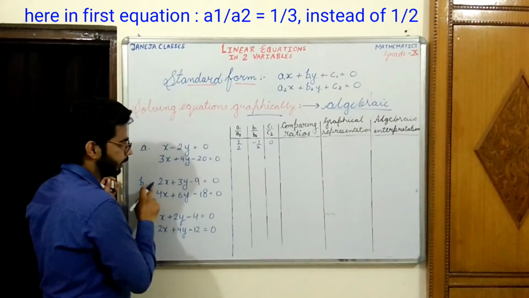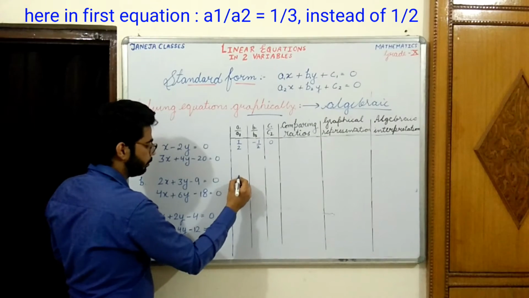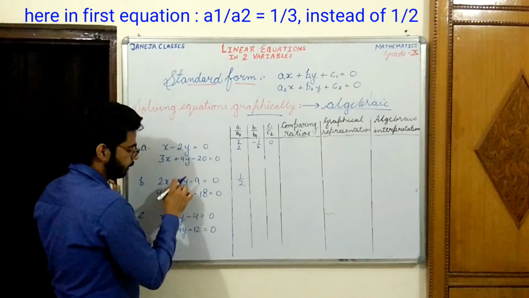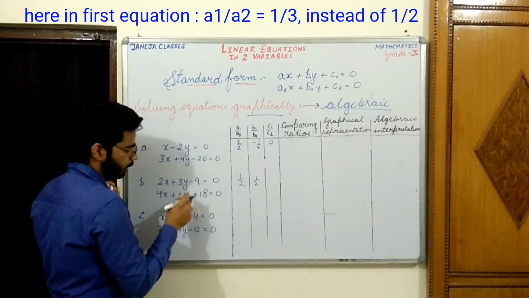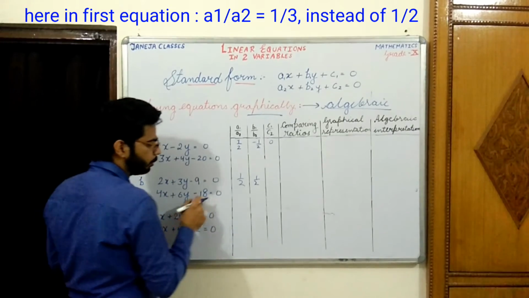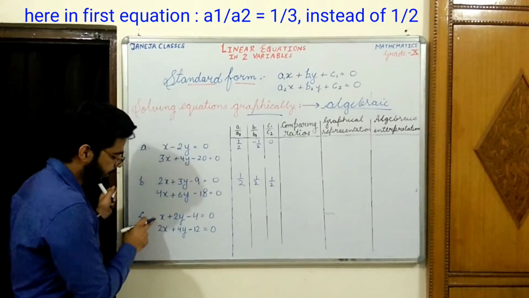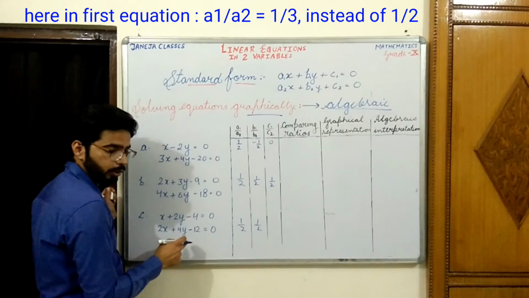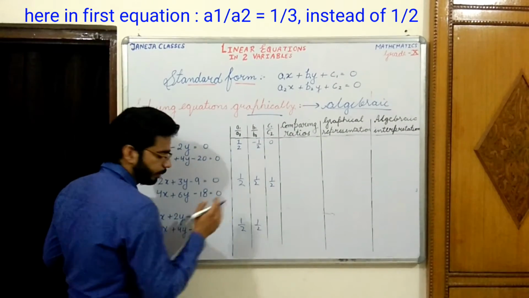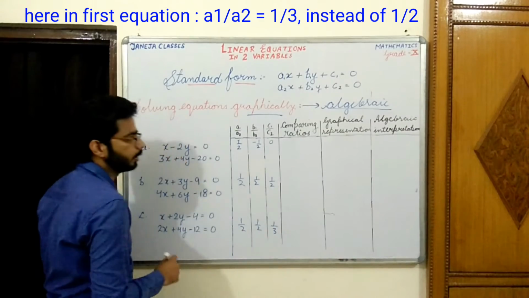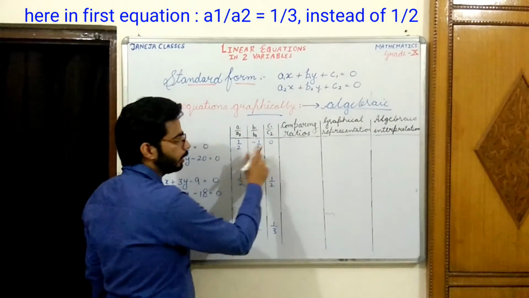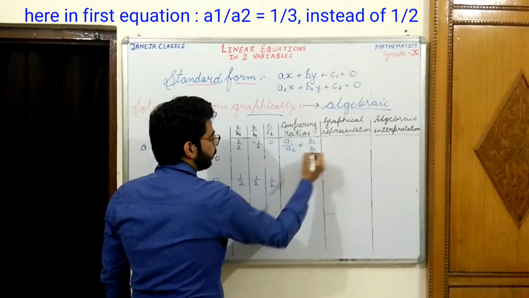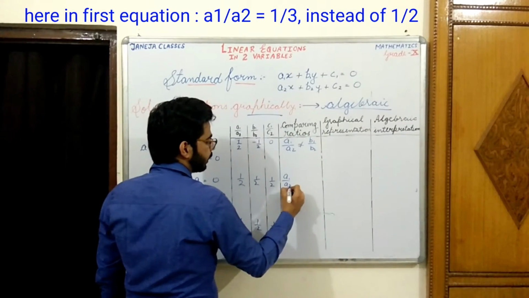Or see, here it is 2 upon 4, which I can write in reduced form as 1 upon 2. After that 3 upon 6 is also equal to 1 upon 2, and minus 9 upon minus 18 is also equal to 1 upon 2. Here it is 1 upon 2, here 2 upon 4 is also 1 upon 2, and here minus 4 upon minus 12 will be cut down, and it will be equal to 1 by 3. Now just compare. See, the first and second ratios are not equal, so we can write a1 upon a2 is not equal to b1 upon b2, and here all the three ratios are exactly the same.